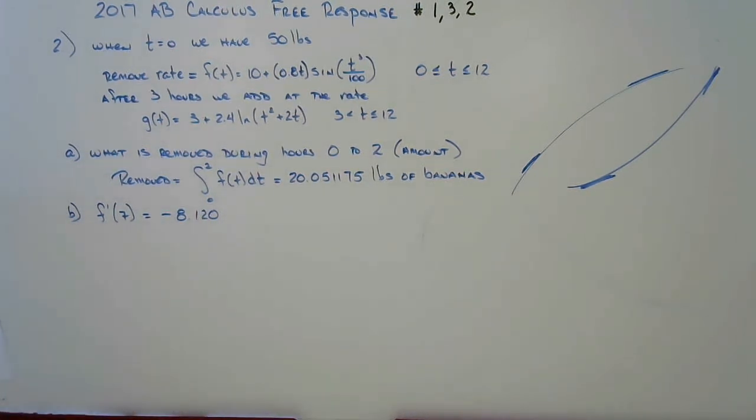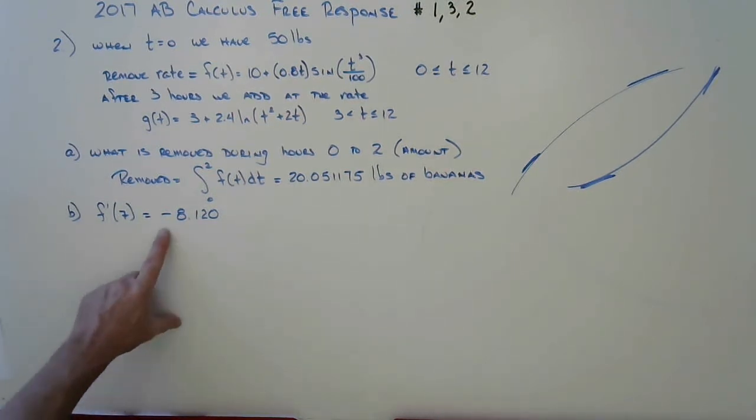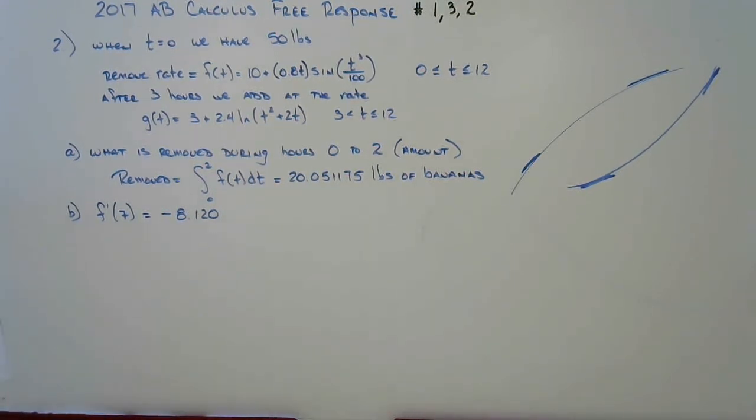8.120. All right? So that's negative. What does that mean? It means the rate at which bananas are being removed is decreasing, because the derivative is negative, so the rate at which bananas are being removed is decreasing.